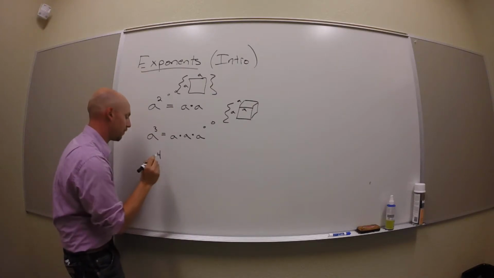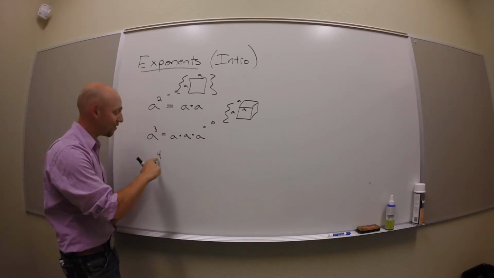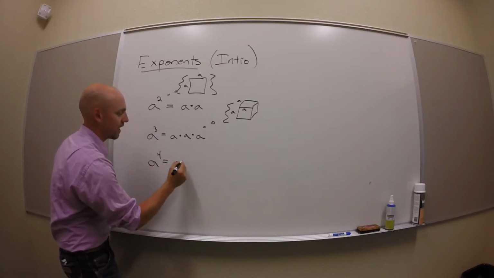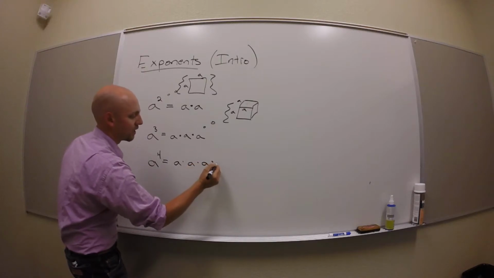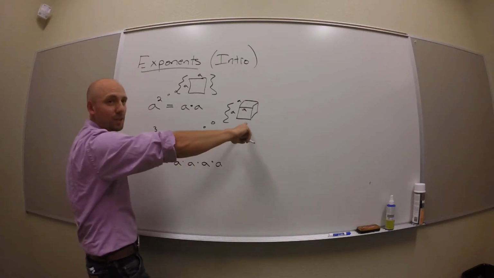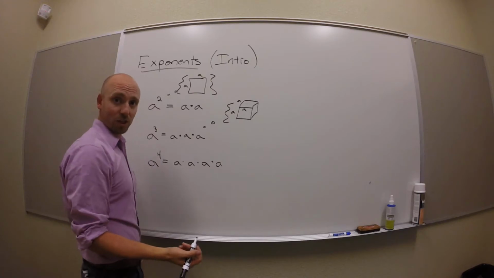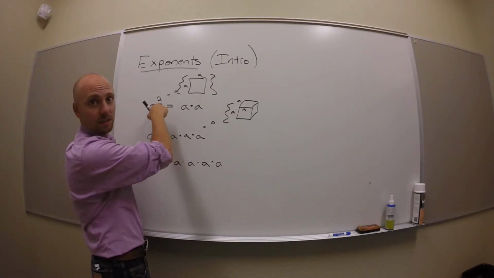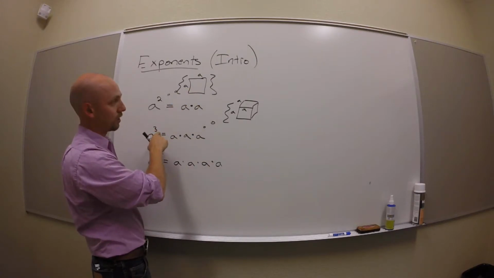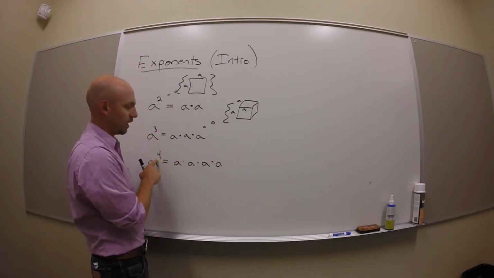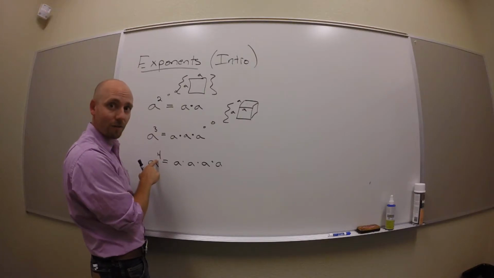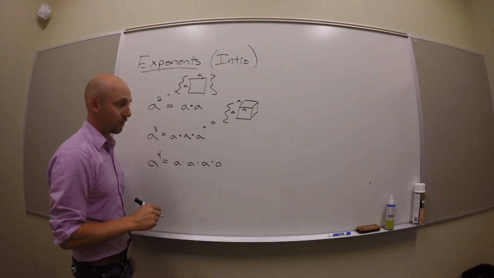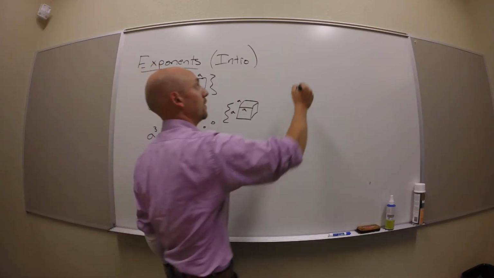If I wrote A to the 4th, now I'm saying this differently, right? The reason is that A times A times A times A is a harder picture to draw because I need another dimension that I don't have. So to the 2nd is squared, to the 3rd is cubed, and to the 4th or higher is to the whatever it is. Then there are 2 things I need you to know, which are the exponent rules.